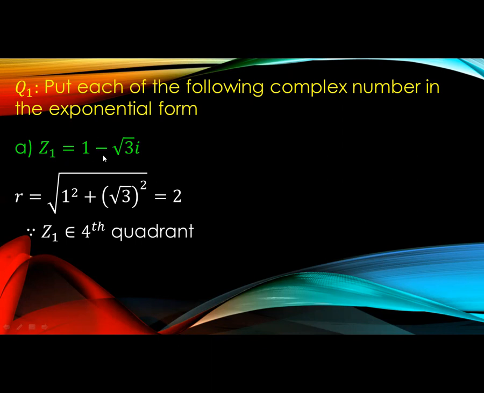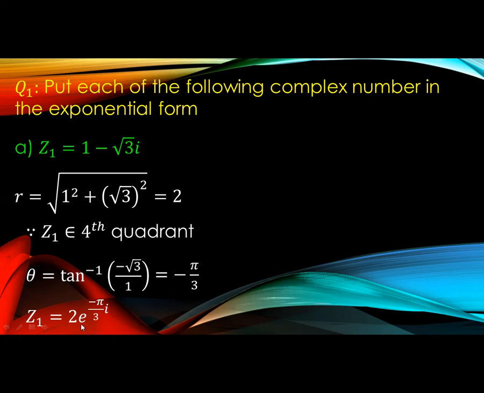After that, 1 minus root 3i: 1 is positive, the coefficient of i is negative. It means this complex number lies in the fourth quadrant. So we can find the direction or the amplitude of this number by using the rule theta equals tan inverse of negative root 3 over 1. It equals negative pi over 3.